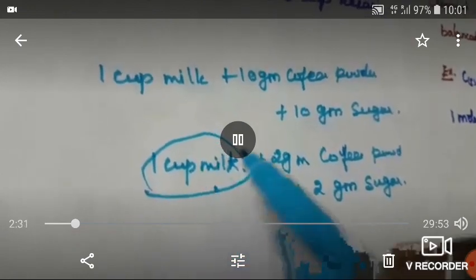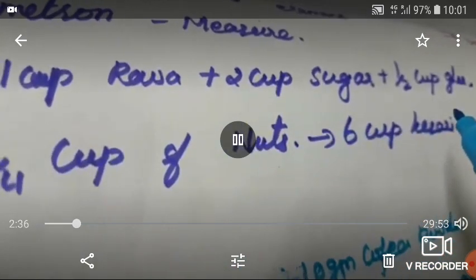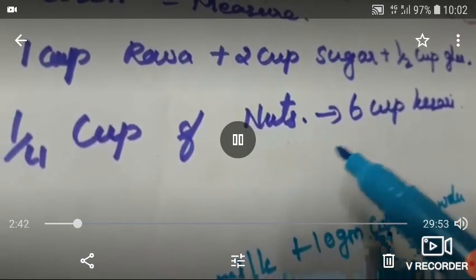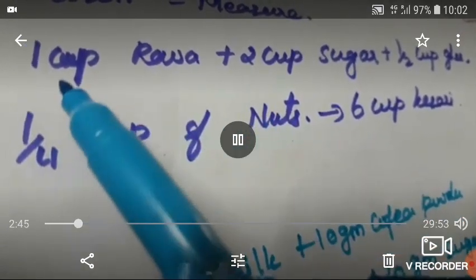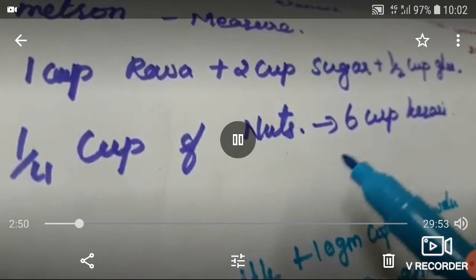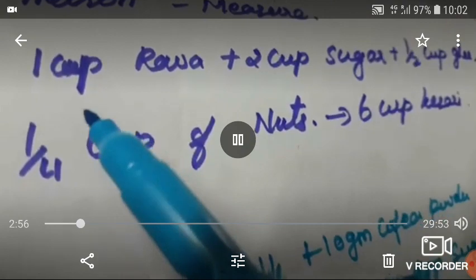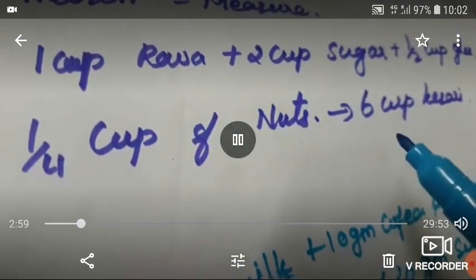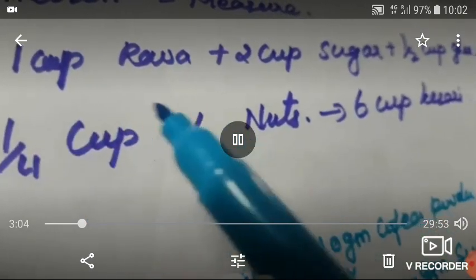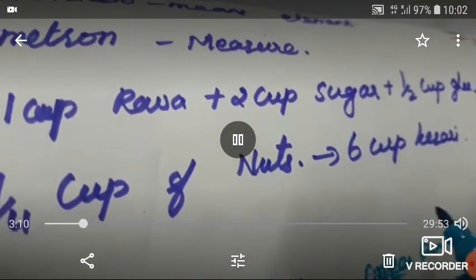So that is 1 cup of milk we need for this. So that is the reason 1 cup of rava, 2 cup sugar, half cup ghee and half cup nuts prepare 6 cups of kesari. For 12 cups of kesari, we need 2 cups of rava. So 2 cups of rava will be converted to 12 cups of kesari. So if we increase the amount of rava, the cups of rava determine the number of cups of kesari. 1 cup of rava gives 6 cups of kesari, and increasing it to 2 cups of rava gives 12.